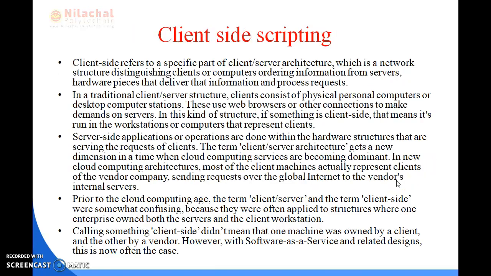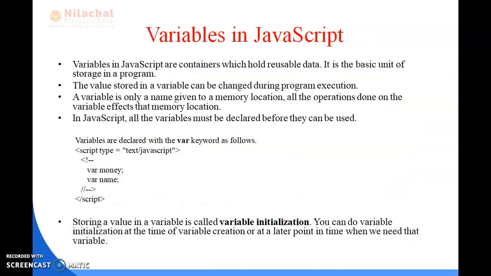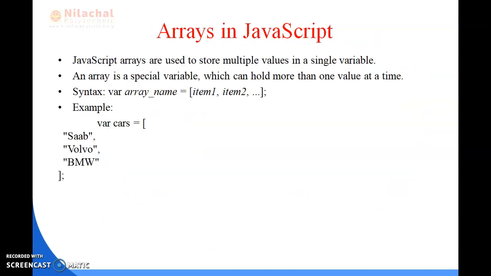So, in the last class we already discussed what a scripting language is, what JavaScript is, and the variables of JavaScript. Today we are going to discuss arrays in JavaScript. JavaScript arrays are used to store multiple values in a single variable. An array is a special variable which can hold more than one value at a time.